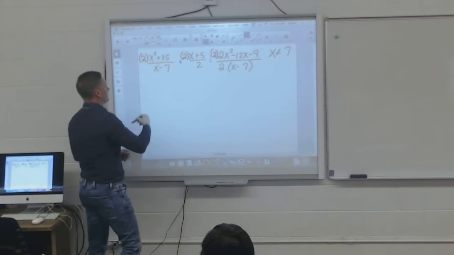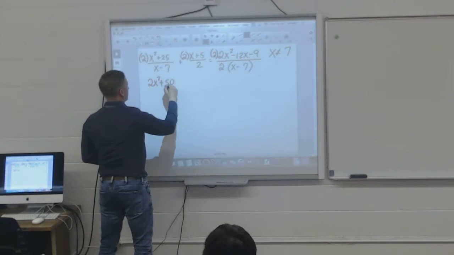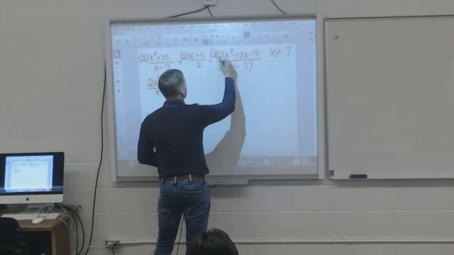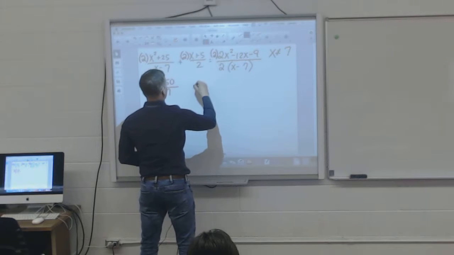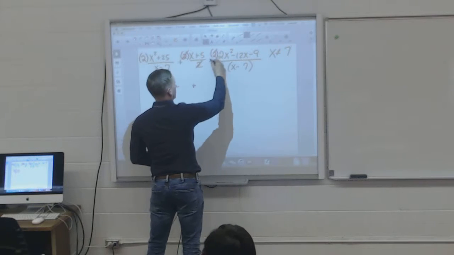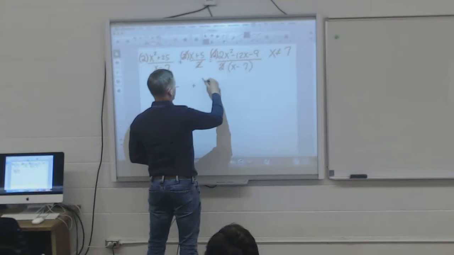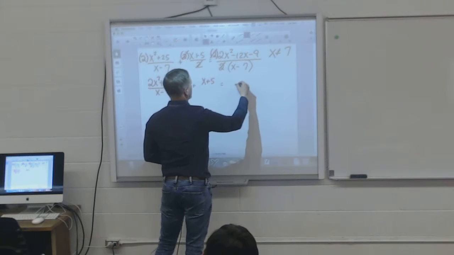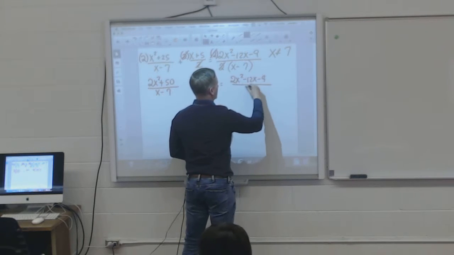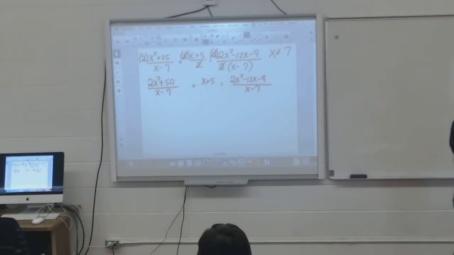Okay? So I rewrite the top here, 2x squared plus 50 over x minus 7. Plus, that cancels, and that cancels. So I got rid of my 2's there. So I'm left with x plus 5 here equals 2x squared minus 12x minus 9 over x minus 7. Alright, so I'm doing this in 2 steps now.